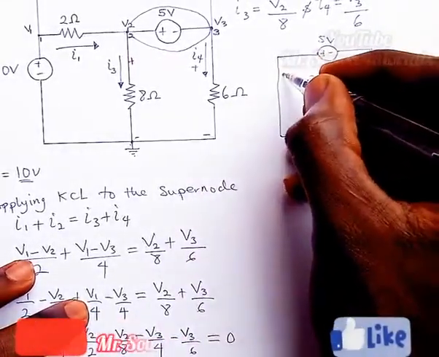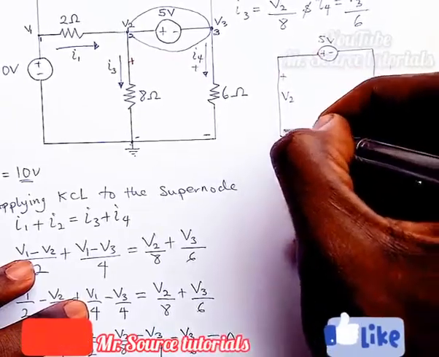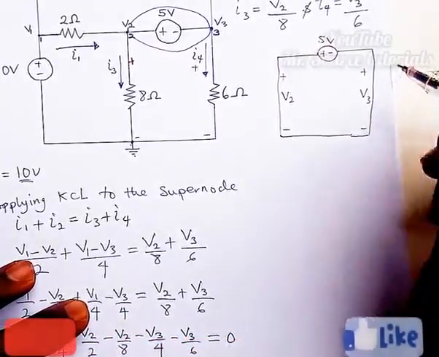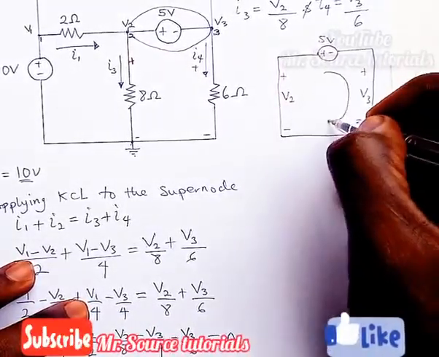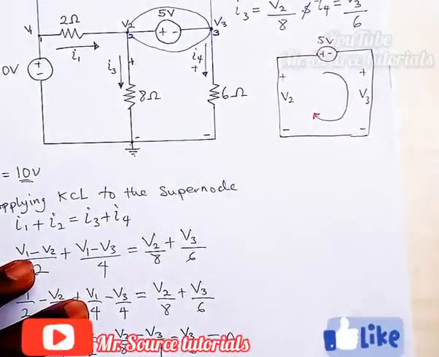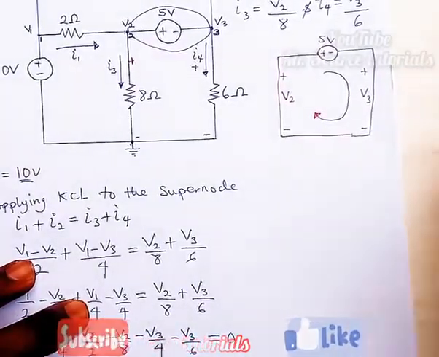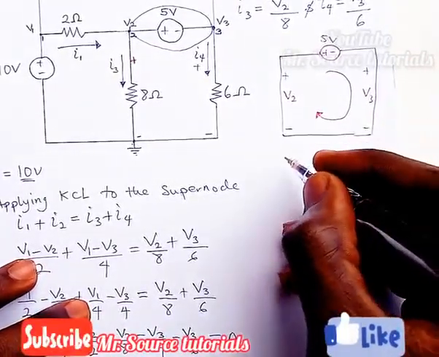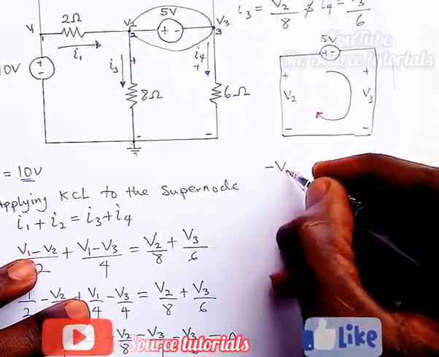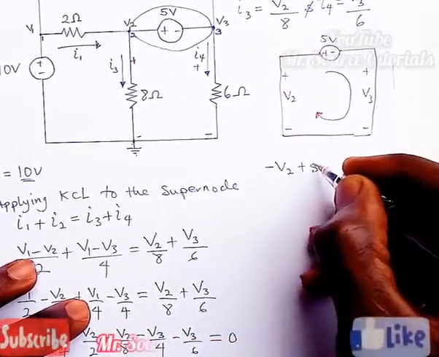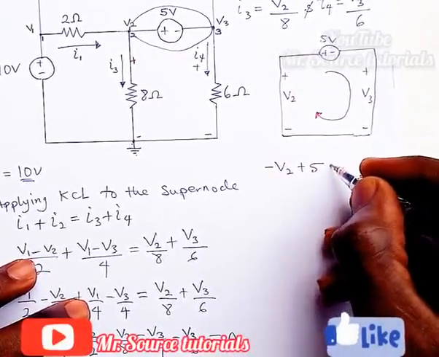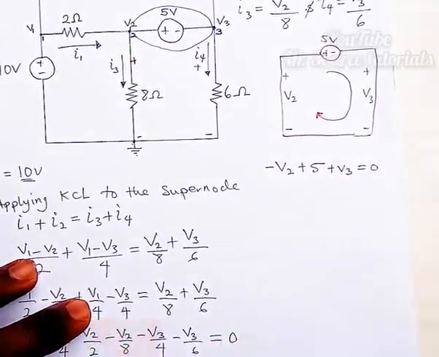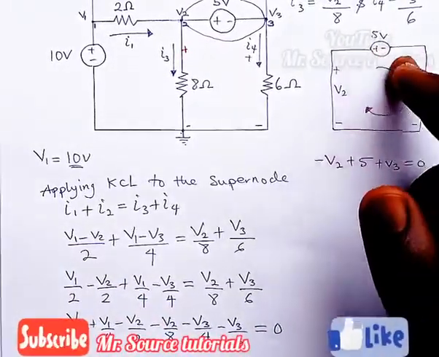This is our plus V2, this minus, this is our plus V3, this minus. So applying KVL now in this direction, what we did in our previous video, you can quickly review our videos if you've forgotten how we go about this. We are going to have the equation look like minus V2 plus 5 plus V3 equals 0. So we have a picture of what our KVL looks like.